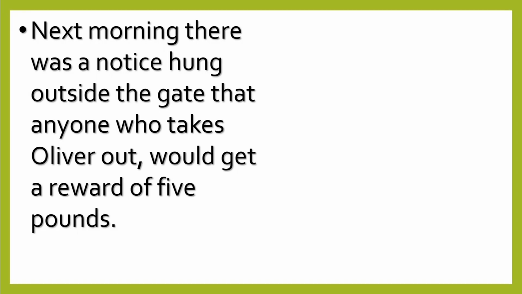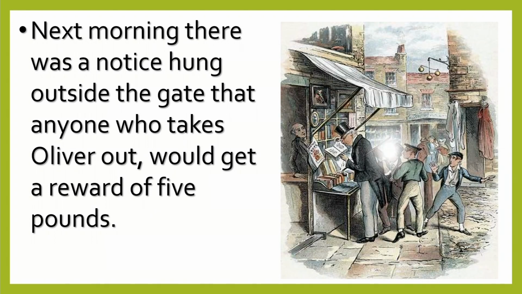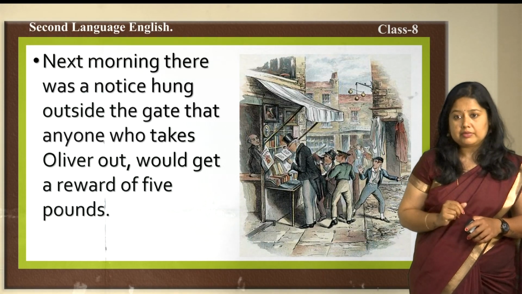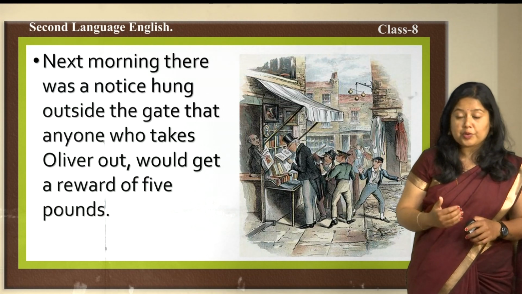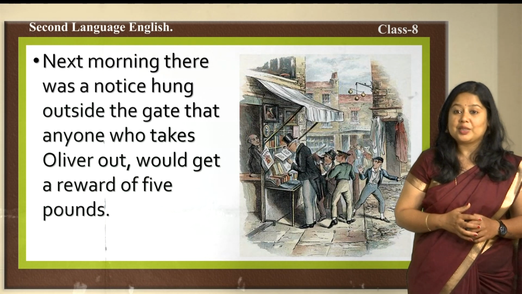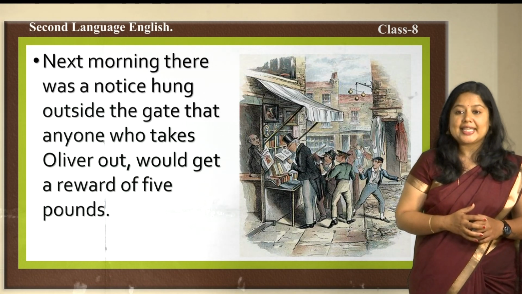Look at this. Next morning, there was a notice hung outside the gate that anyone who takes Oliver out would get a reward of 5 pounds. And look at the picture also. This is how outside the poorhouse there was a notice, anyone who takes Oliver out of the poorhouse will get 5 pounds reward. So, he was for sale. The poorhouse was ready to sell him off for 5 pounds. There was no value for life in the poorhouse. He was immediately sent out.